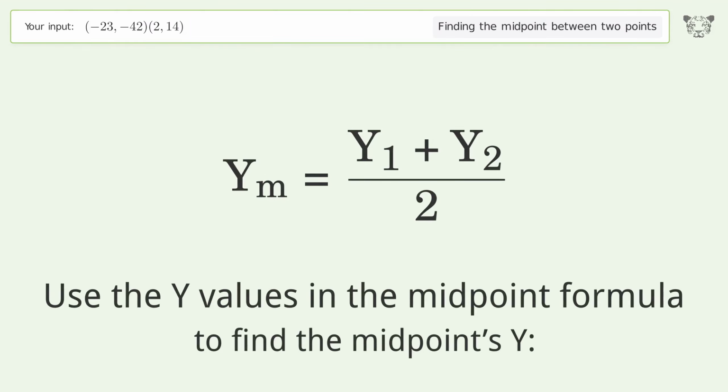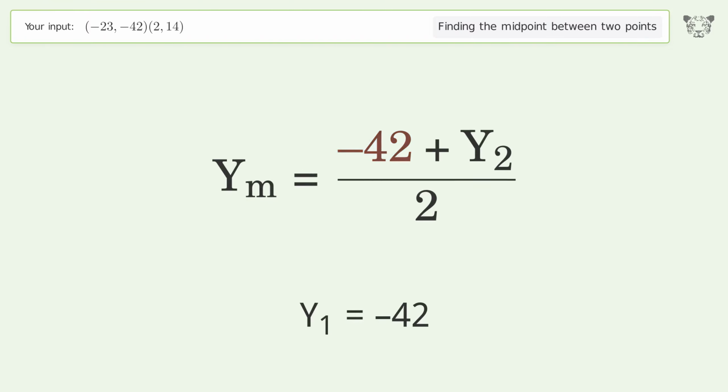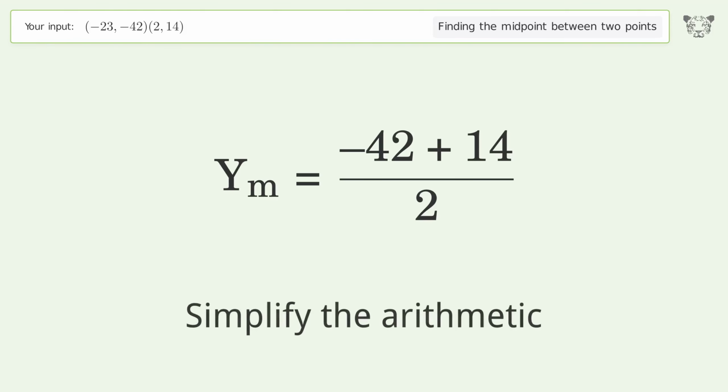Use the y values in the midpoint formula to find the midpoints y. y1 equals -42. y2 equals 14. Simplify the arithmetic.